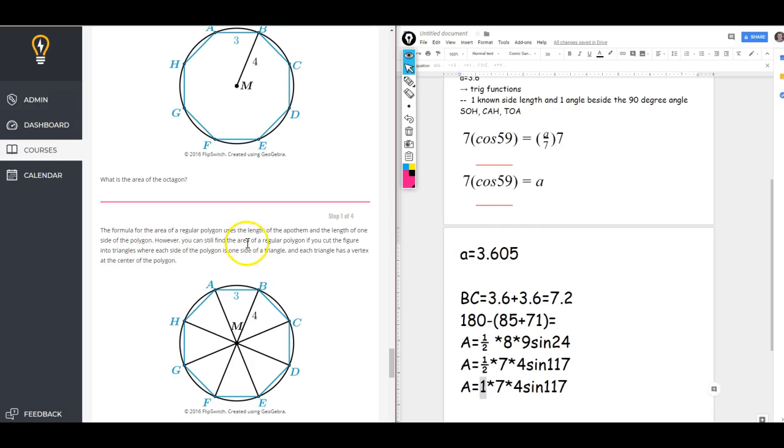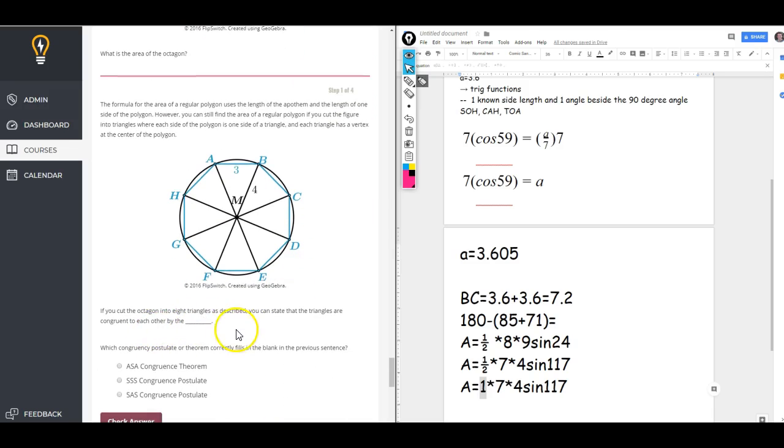However, you can still find the area of a regular polygon if you cut the figure into triangles where each side of the polygon is one side of the triangle, and each triangle has a vertex at the center of the polygon. So each triangle has a vertex at the center, and each one ends at a vertex on the polygon. And that creates our triangle right there.